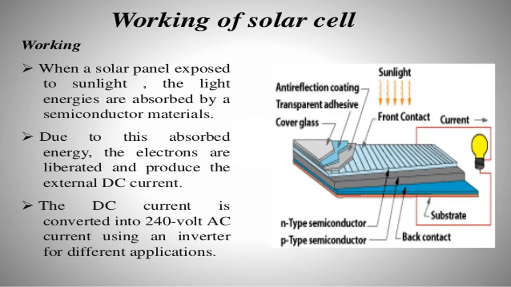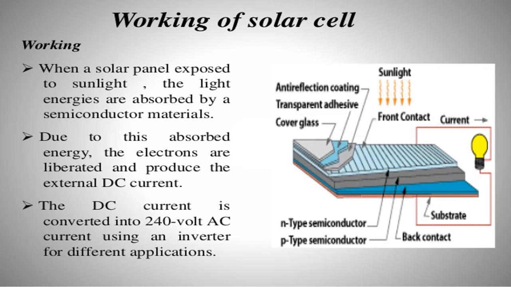Working of solar cell. When the solar panel is exposed to sunlight, the light energy is absorbed by the semiconductor material. These are the sunlight, cover glass, transparent adhesive and the anti-reflection coating. Then the light goes to here.